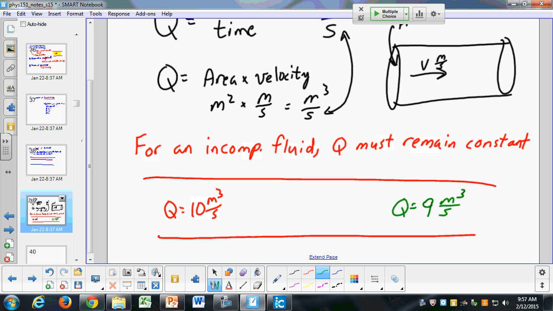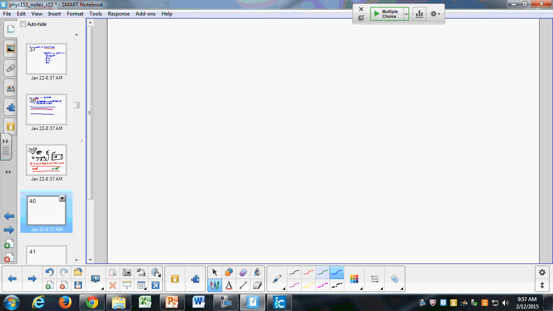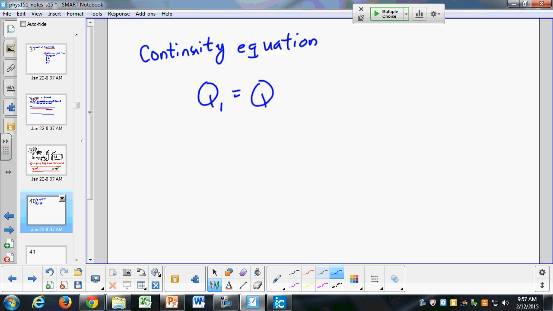All right. Now, out of that comes the continuity equation. The continuity equation is just going to say that Q at one point is going to equal Q at another point. And more commonly, it's written like this: that the area at one region times the velocity, this isn't the volume, this is the velocity, is equal to A2 v2.